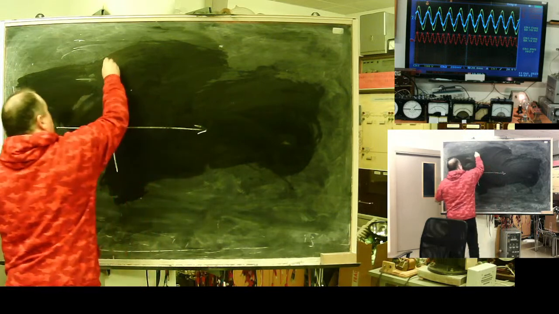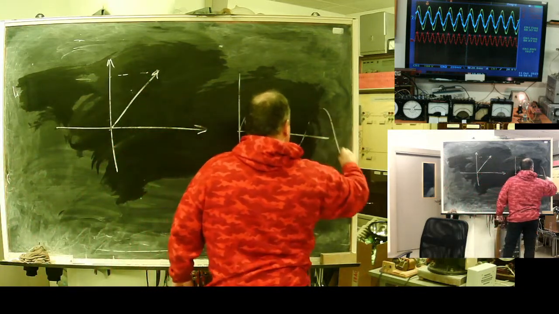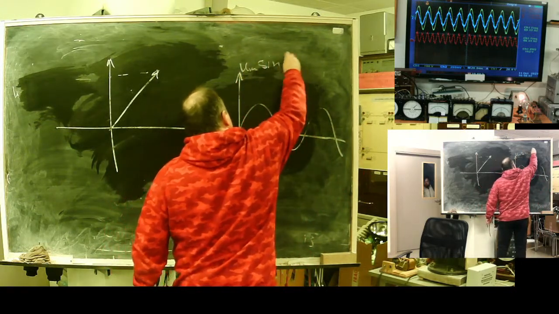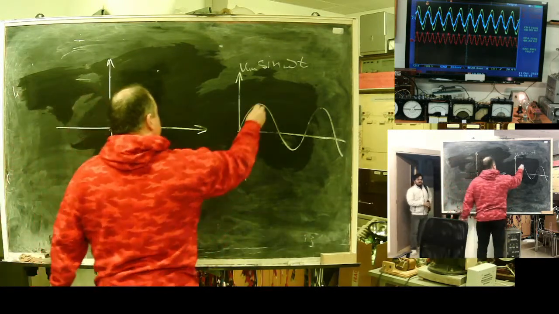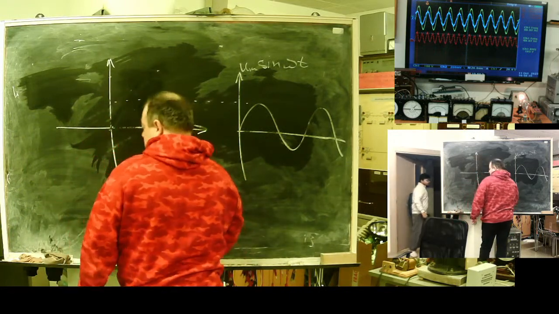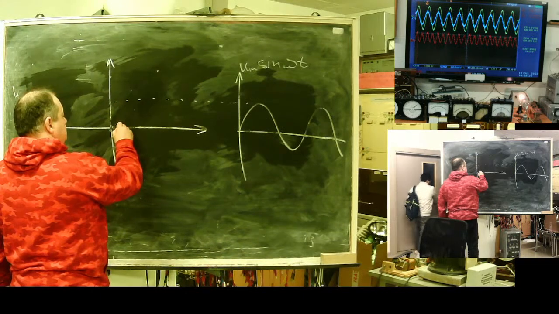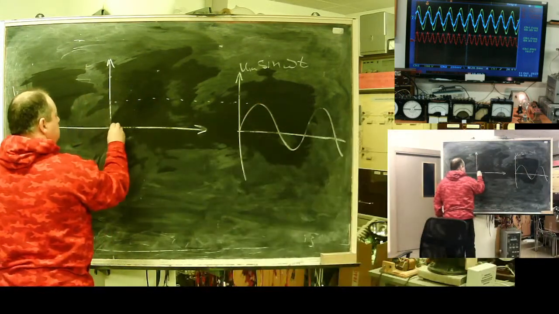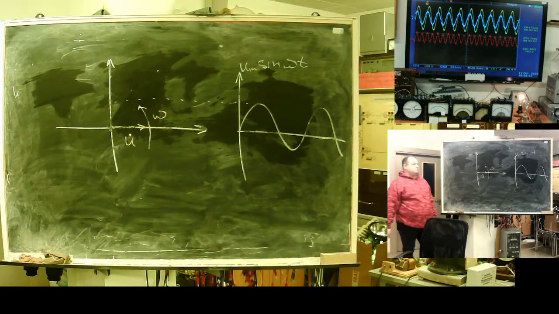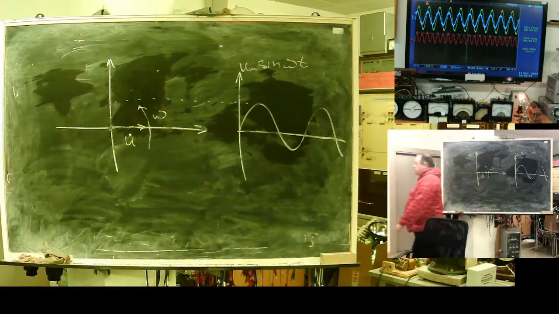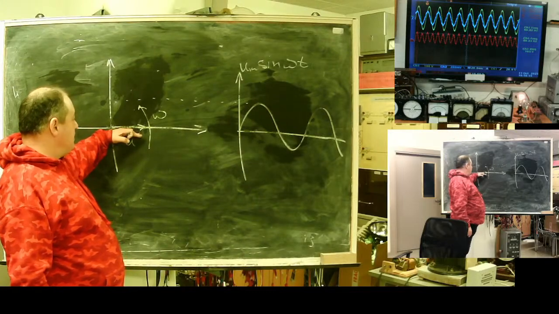So the idea: voltage is sine omega t. This yellow voltage is a projection of some imaginary vector rotating with the speed of omega.